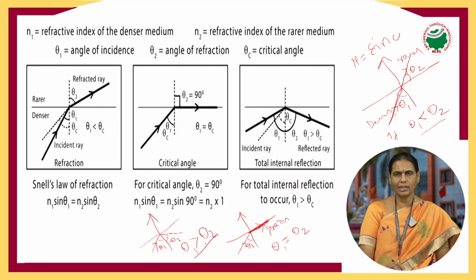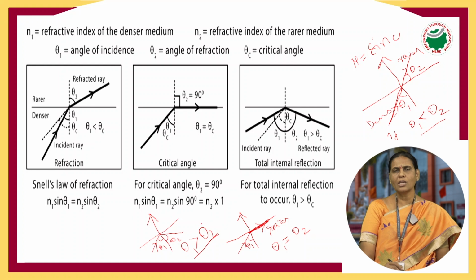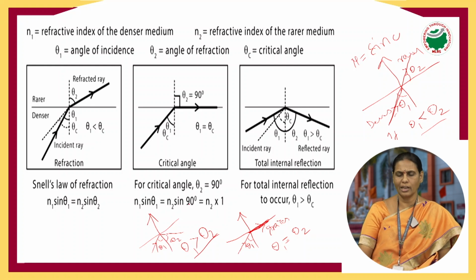Now let us take the third condition, where we want to study the principle of optical fiber, that is theta 1 greater than theta 2. Then the light ray entering from the denser medium, under this condition, again reflects back into the same medium. So this property we call total internal reflection.